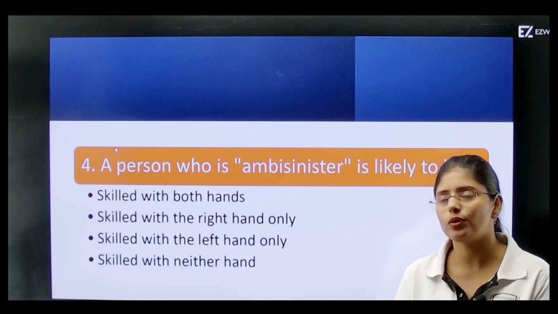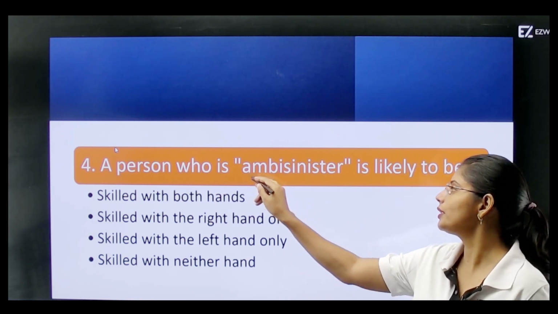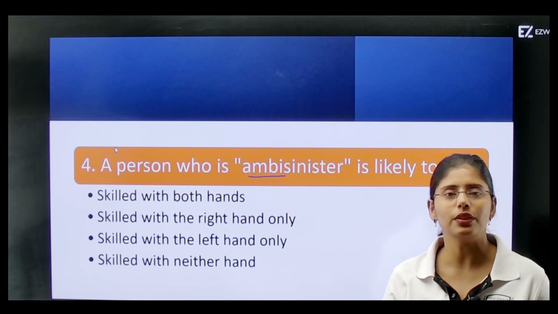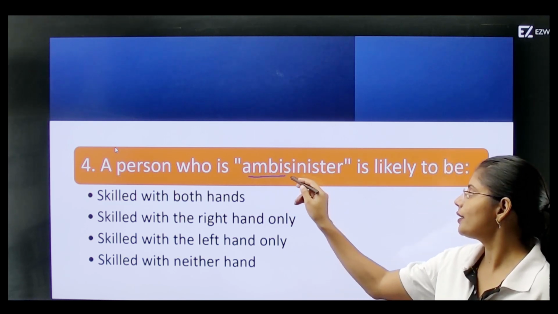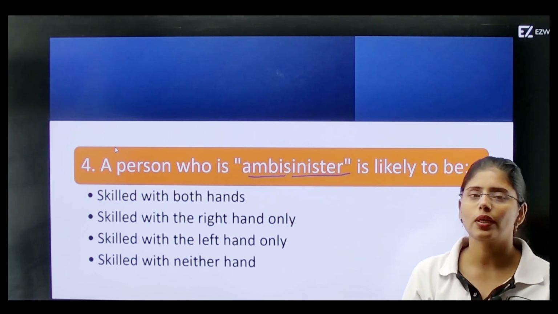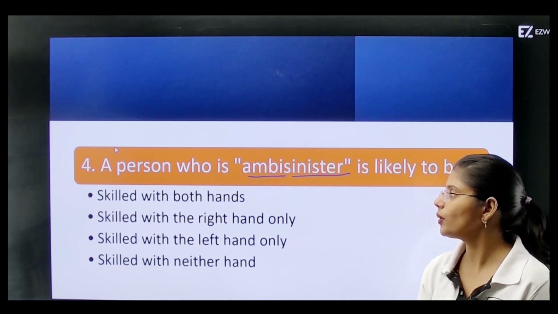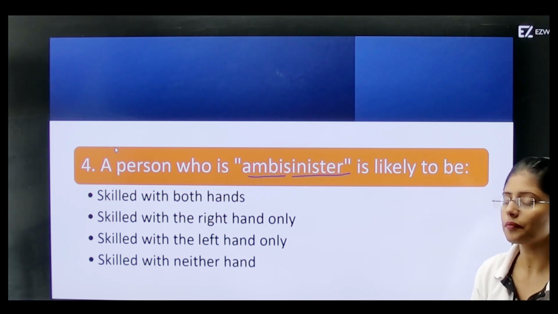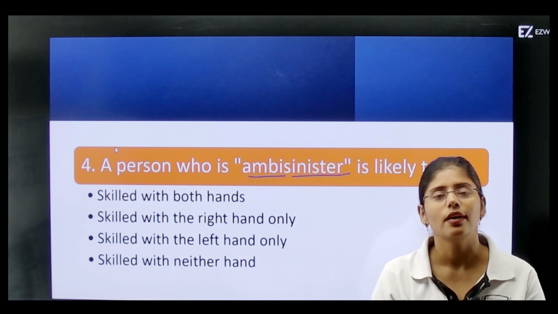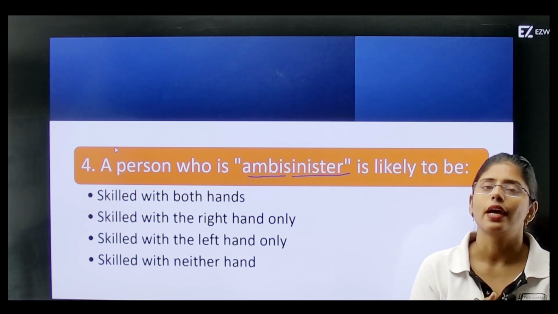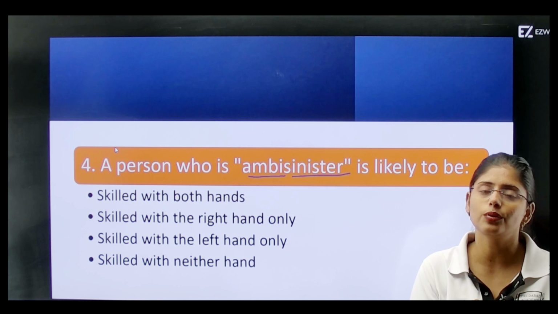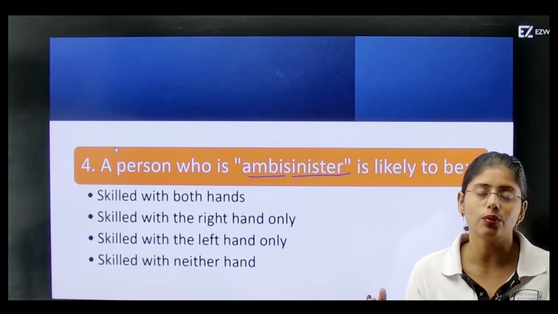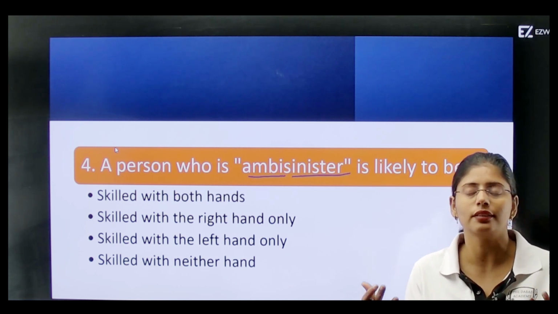I have already talked about the word ambi. Ambi means both. So you are already aware about this part. What about this part, sinister? Quickly answer this question. Who is ambisinister? I have talked about one word, that is ambidextrous. Ambidextrous means the one who can use both hands equally, the one who is able to write with both hands equally.